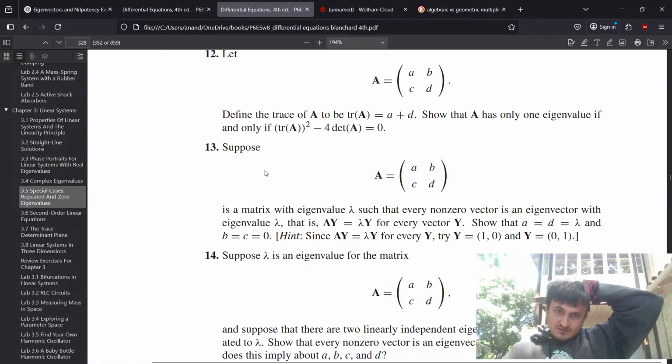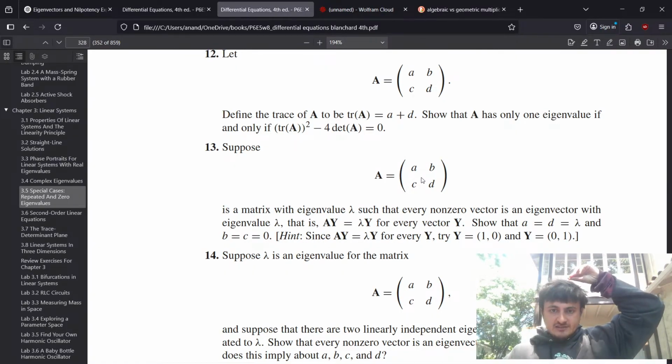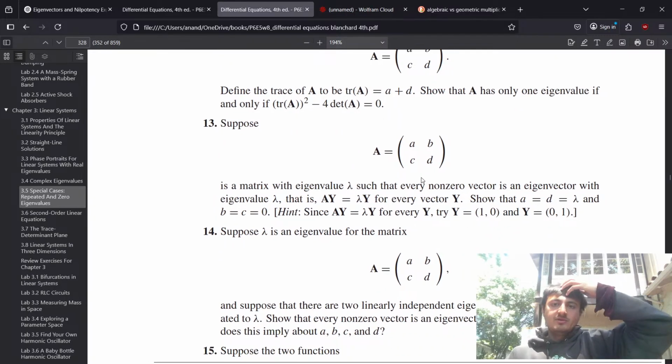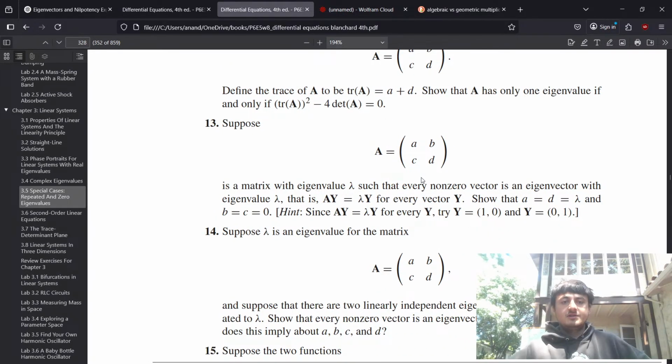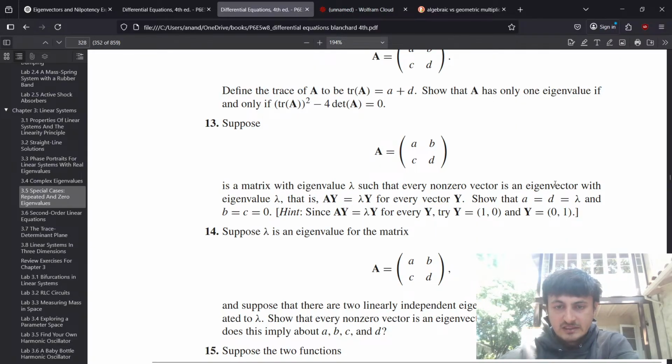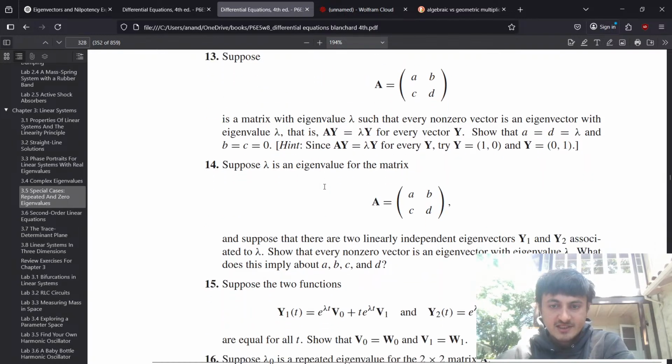Oh, problem 13 was actually really good. I did this one last night, and this is one of the few ones that I actually understood last night. So I'm probably not going to rewrite it down, but we'll go through it. So suppose A is equal to the matrix a, b, c, d with eigenvalue lambda such that every non-zero vector is an eigenvector. Okay, yeah. We're going to skip this one because I did it last night.